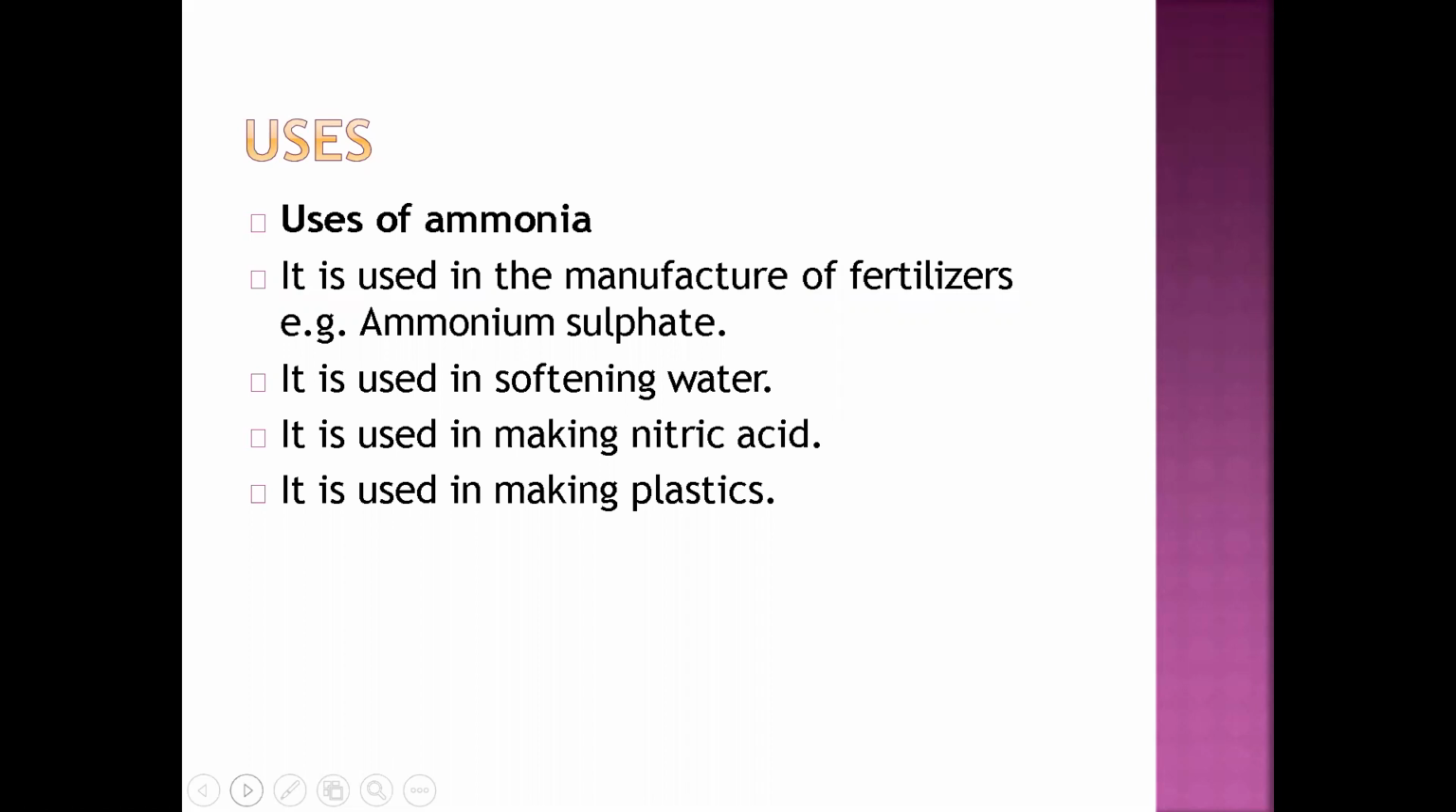So ammonium sulfate is used as a fertilizer. Next, it is used in softening of water. In water purification systems, ammonia is used to soften the water, to remove the hardness of water. If we drink hard water, it can affect our immune system and body also. So it's mandatory to soften the water before discharging it to the public. It is also used in making nitric acid and some plastics. So these are the uses of ammonia.